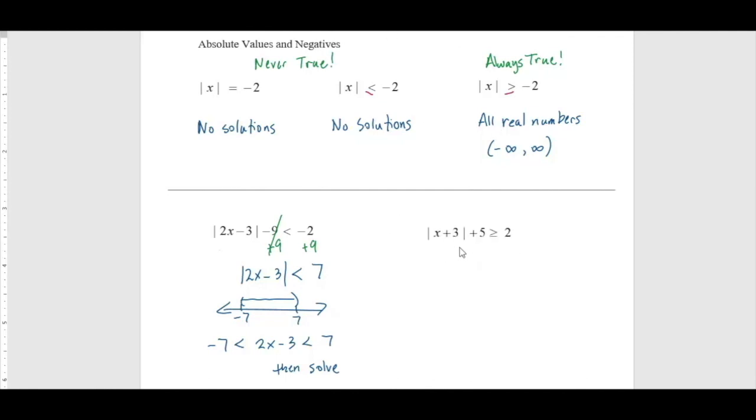Here we have an absolute value with a greater than and a positive number on the right. But again, this is not in standard form. And this is not saying that the absolute value is greater than or equal to positive 2. It's saying the absolute value plus 5 is greater than or equal to positive 2. So we would first need to write this in standard form. And now we have absolute value greater than or equal to a negative number. So here we have a statement that's always true, just like the case above. So the solutions will be all real numbers. No matter what we plug in for x, we will always get a true statement.